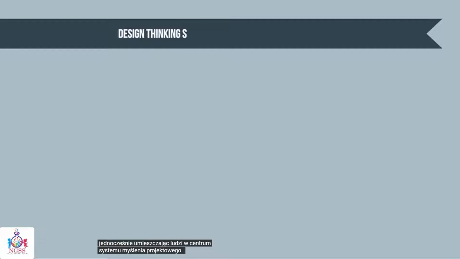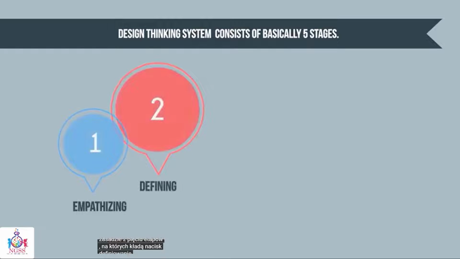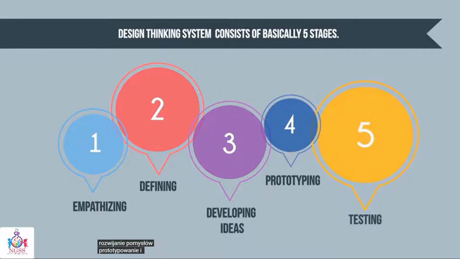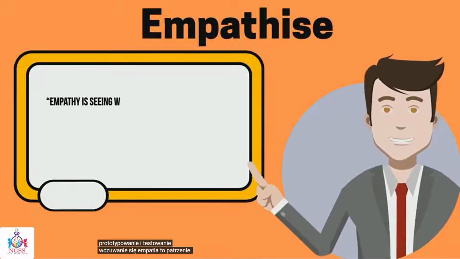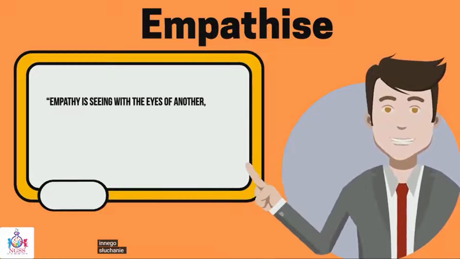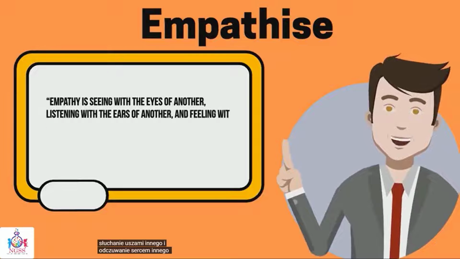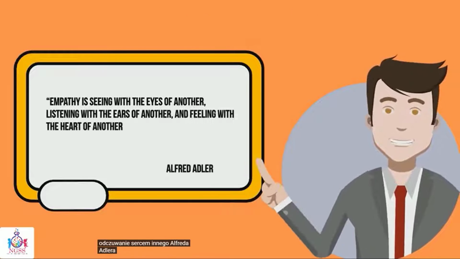A design thinking system consists of basically 5 stages. They are empathizing, defining, developing ideas, prototyping, and testing. Empathize. Empathy is seeing with the eyes of another, listening with the ears of another, and feeling with the heart of another. Alfred Adler.